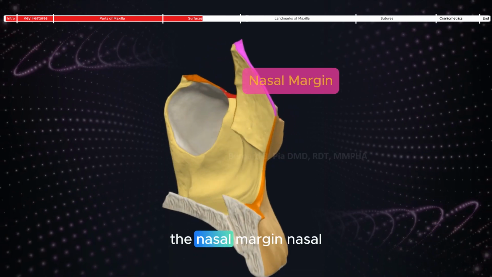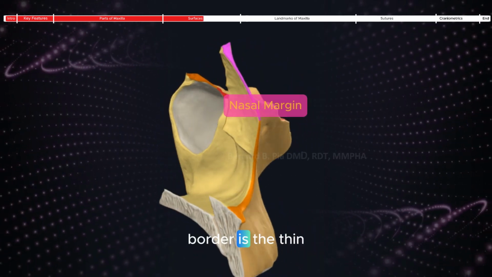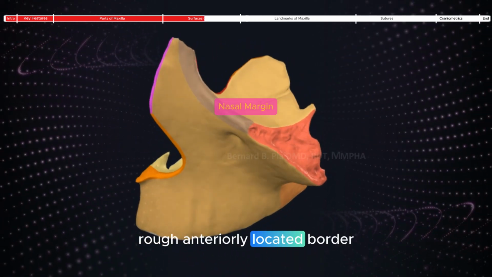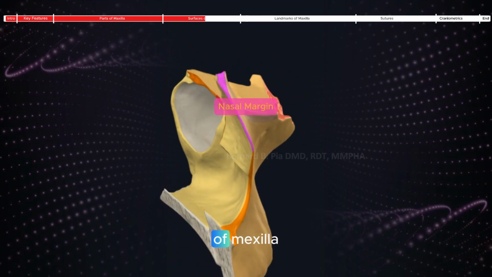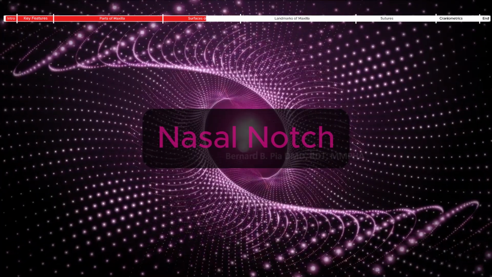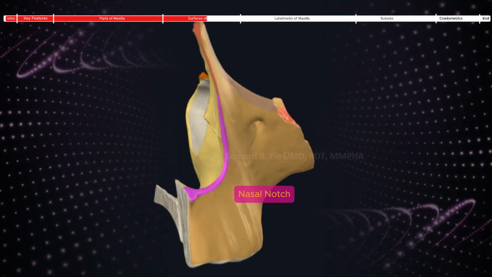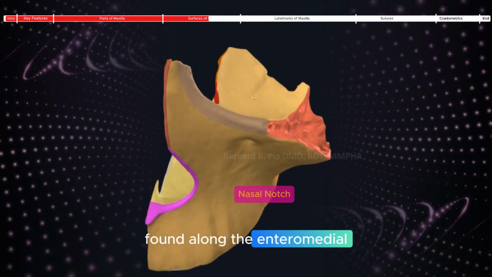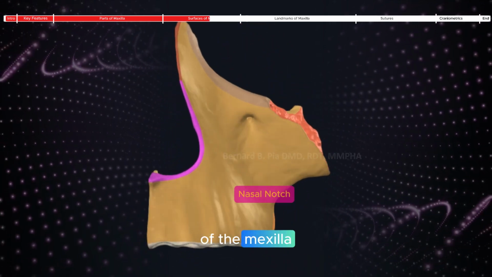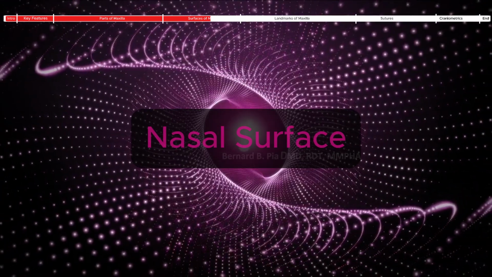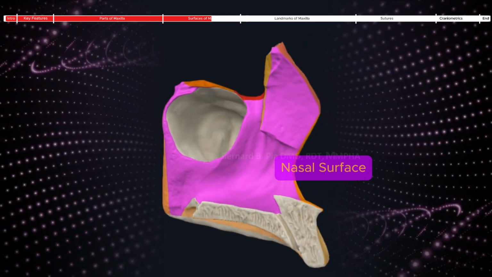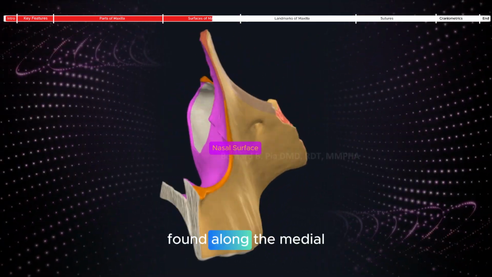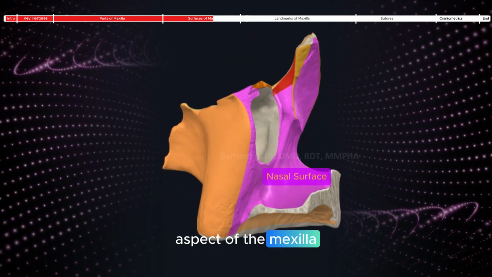6. The nasal margin, nasal border, is the thin, rough, anteriorly located border of the frontal process of maxilla. 7. The nasal notch is the large, deep indentation found along the anteromedial border of the body of the maxilla. 8. The nasal surface is the area found along the medial aspect of the maxilla.